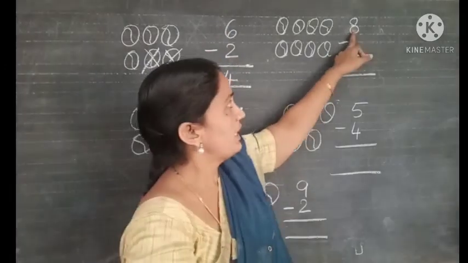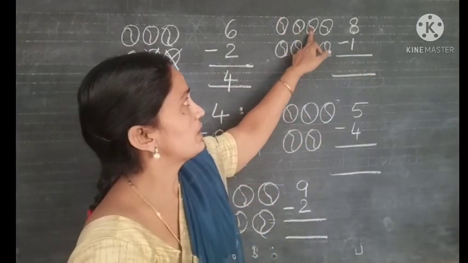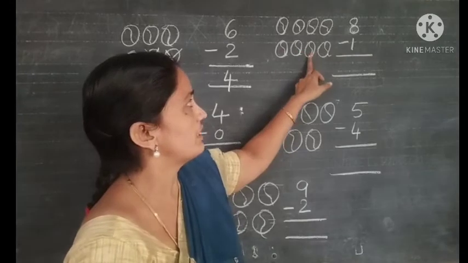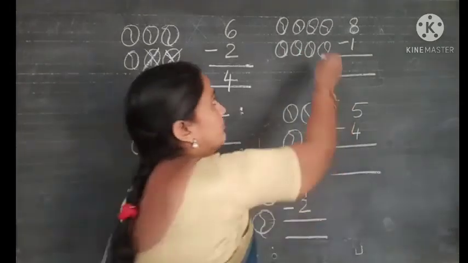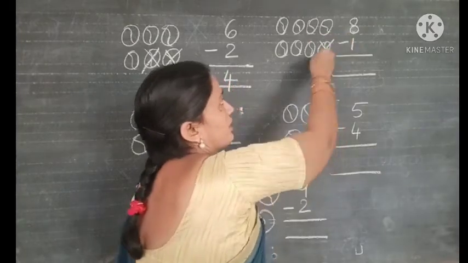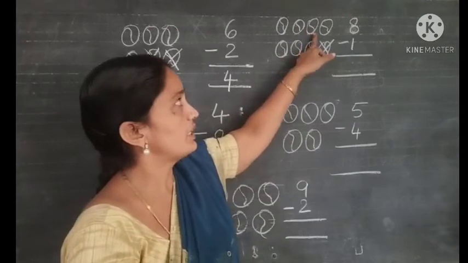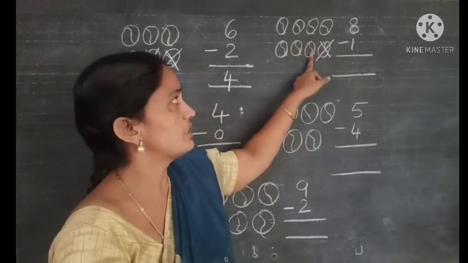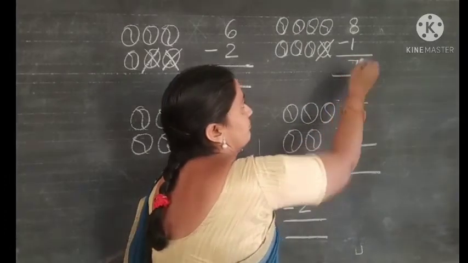Next sum. 8 minus 1. Count the balls. 1, 2, 3, 4, 5, 6, 7, 8. I have to cross out 1 ball. If I cross out 1 ball, how many left? 1, 2, 3, 4, 5, 6, 7. 7. The answer is 7.